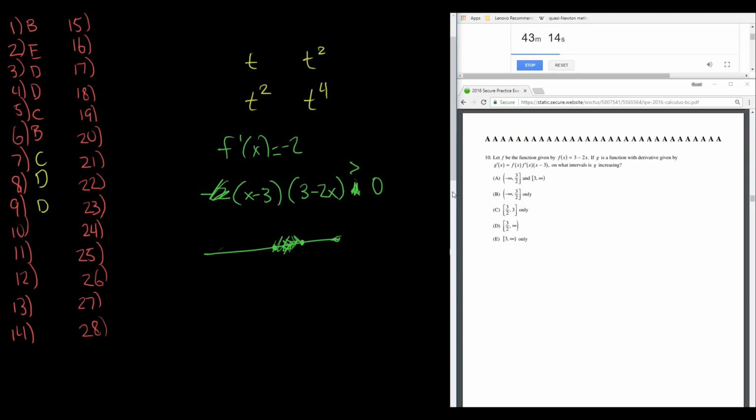Oh, that's great. Anyway, I misread the question. It asks for increasing, so just reverse exactly what I said. So this isn't true. They asked for increasing, so it's all the other areas: negative infinity to 3 halves, and 3 to infinity. It looks like that's really the only answer where they give that. So it's got to be 10a.